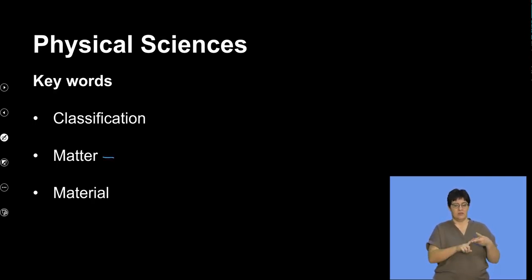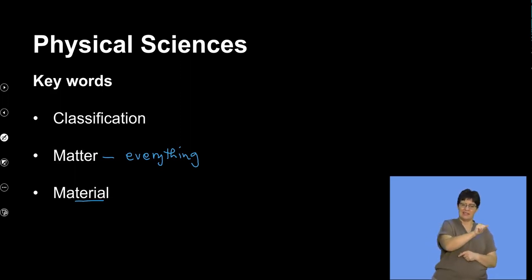Now we also talk about matter, because this big topic is about matter. Matter is everything that has mass and volume. In other words, matter does occupy space. So we talk about matter in the context of everything. Everything around us is matter as long as it occupies space and it has mass. Material will be used interchangeably to refer to matter. Matter is a broad term, and then material becomes specific to a certain type of matter.